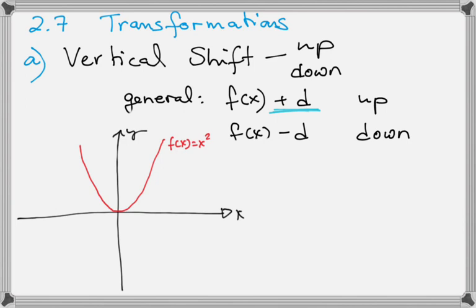Now, in a different color, say purple, I want you to do f of x equals x squared plus 2. See how this plus 2 is on the outside of my parent function? I'm just adding it. That means my point of reference 0, 0 now becomes 0, 2, and it looks like so.